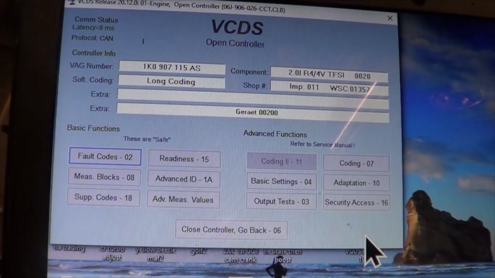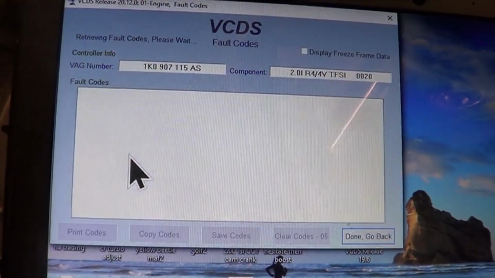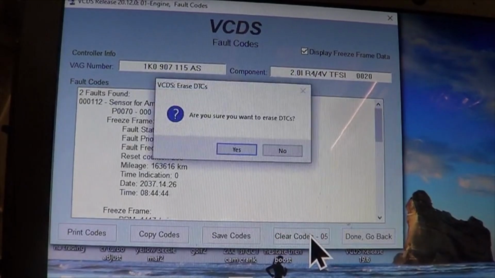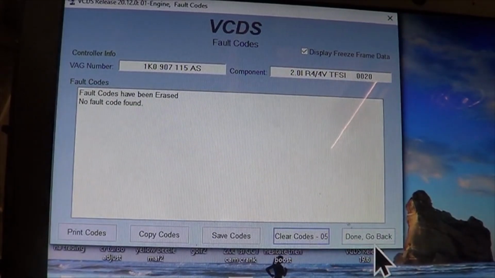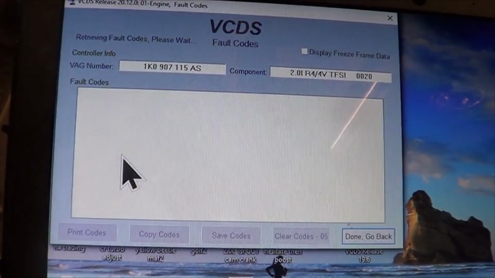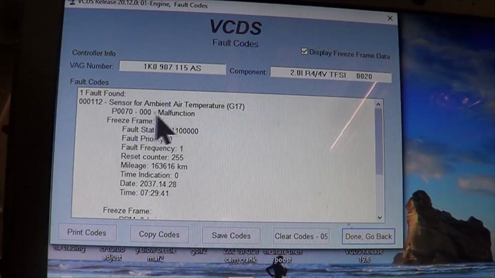FYI, the customer's concern is that the car won't stay running when the mass airflow sensor is plugged in, so obviously we drove it in with it unplugged and it ran just fine. We did not take it for a road test, we just brought it in to scan and take a quick look. So we'll clear those codes. See what reoccurs. And the sensor for ambient air temperature reoccurred immediately. So I'm going to take a look over the car, and I'm also going to look up where that sensor is, and we'll go from there.